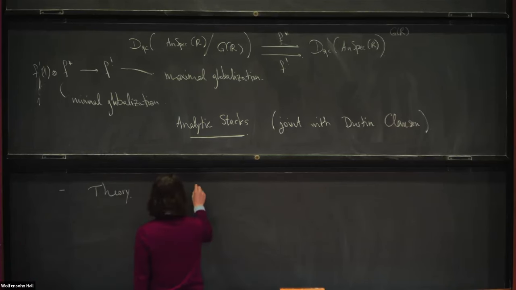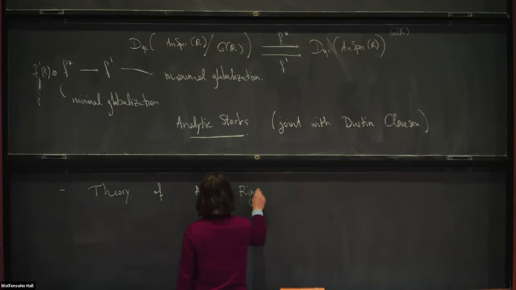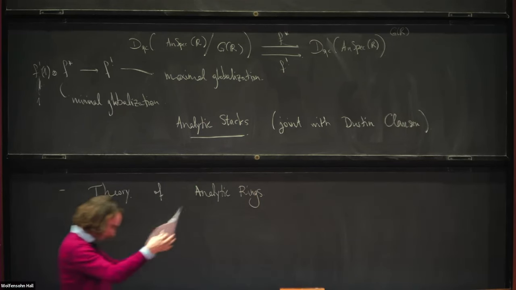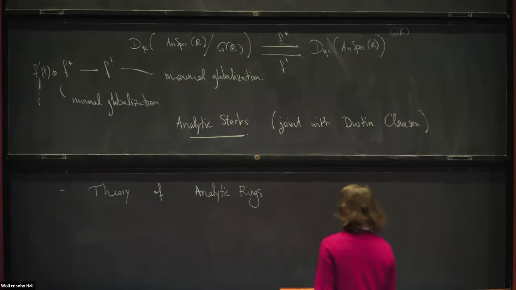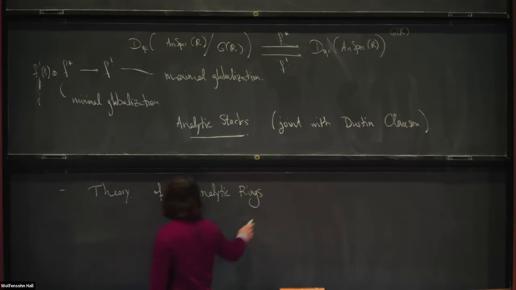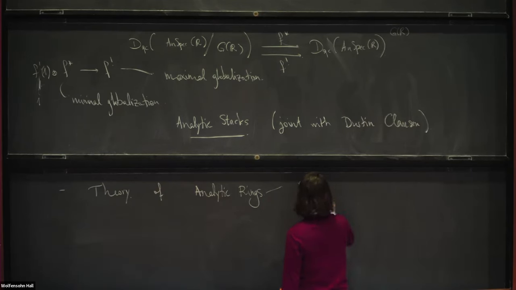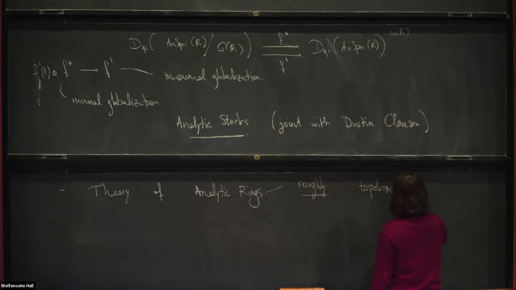So the starting point is that we have the theory of what we call analytic rings. So these will be the things of which there will be some kind of analytic spectrum, and then general analytic stacks will be glued out of those. And so what is an analytic ring? Roughly speaking, it's a topological ring plus a notion of which topological modules are complete.